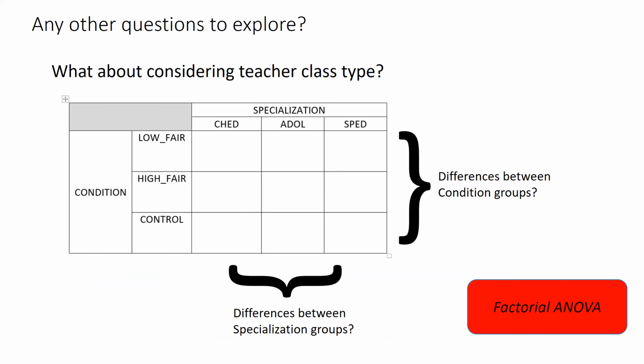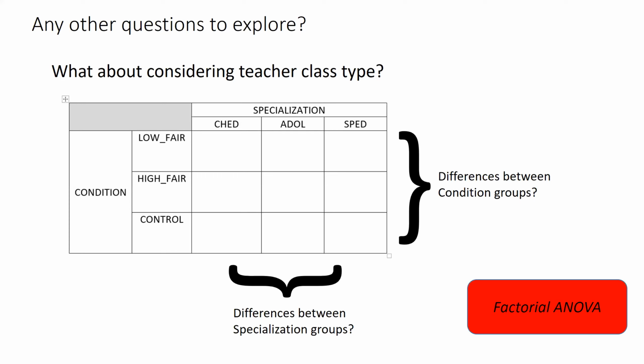Now, there may be other questions we want to explore. So we might want to explore whether other aspects of our sample, other characteristics of teachers, in addition to the condition to which they were assigned, the kind of intervention they received, are related to their fairness scores. And one characteristic that we have that's of interest, and as part of a research question for the purposes of this demonstration, is the type of specialization: childhood education, adolescent education, or special education. And this is a factorial ANOVA design.